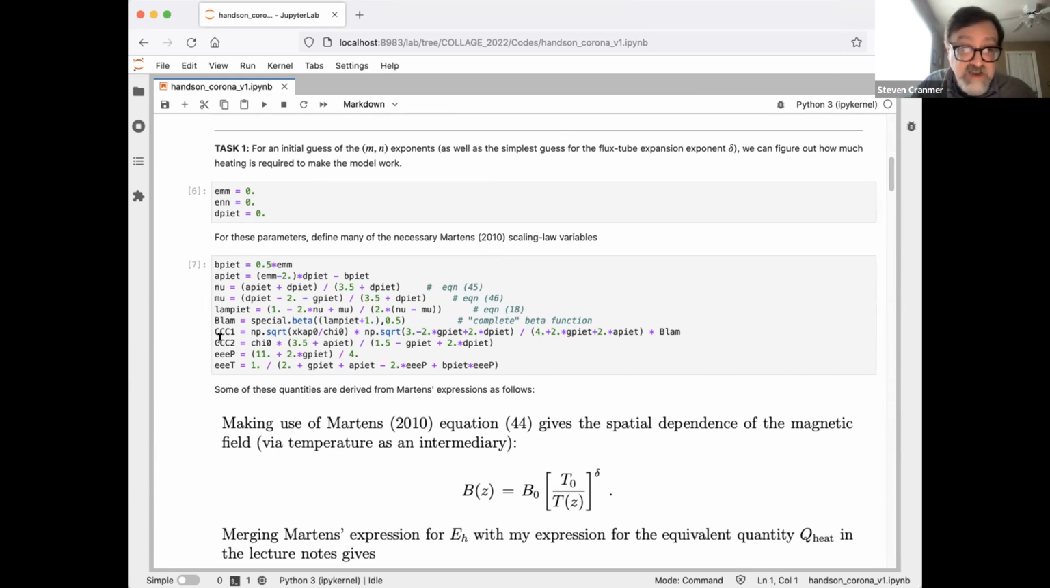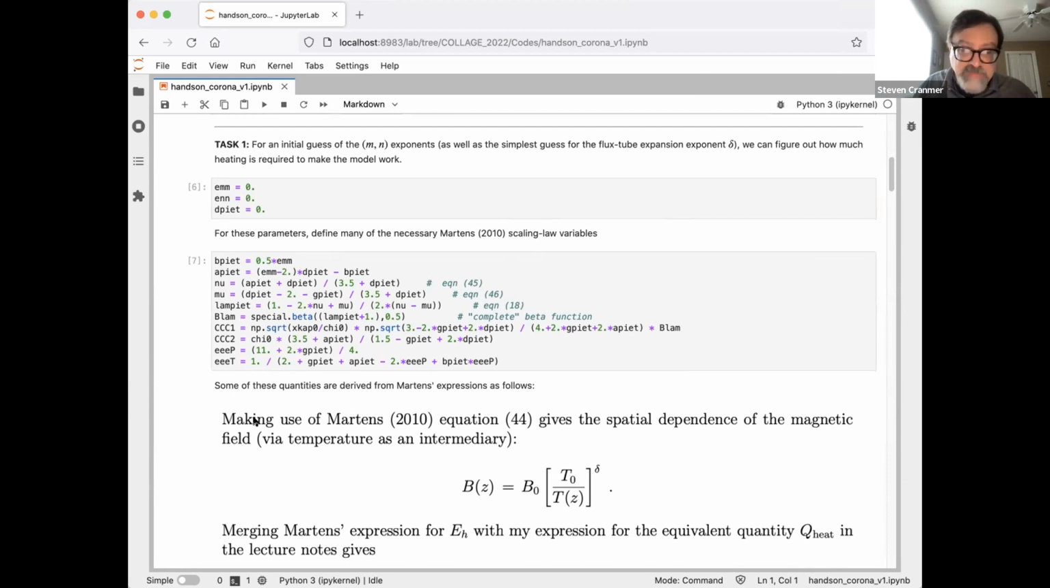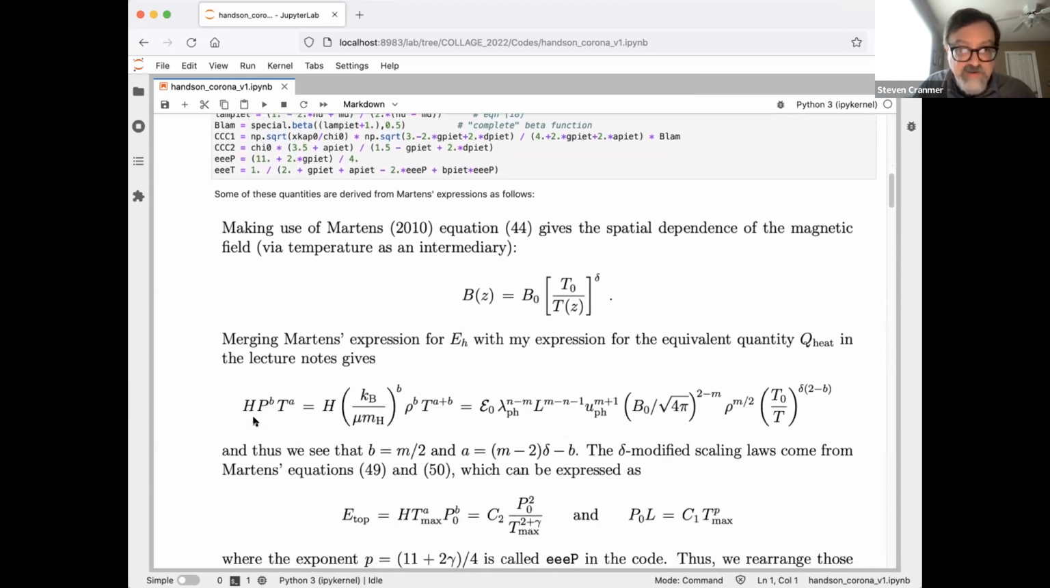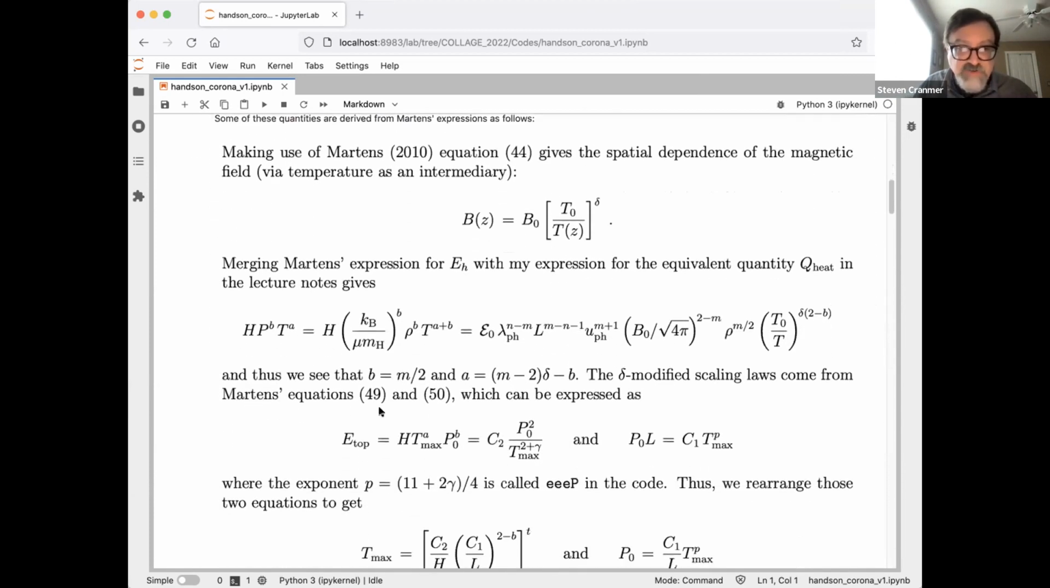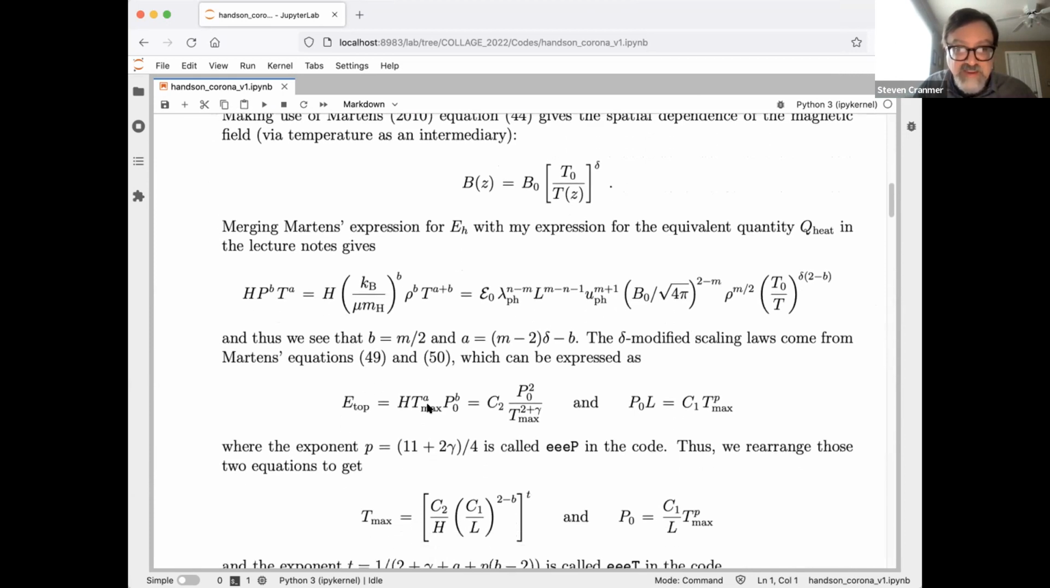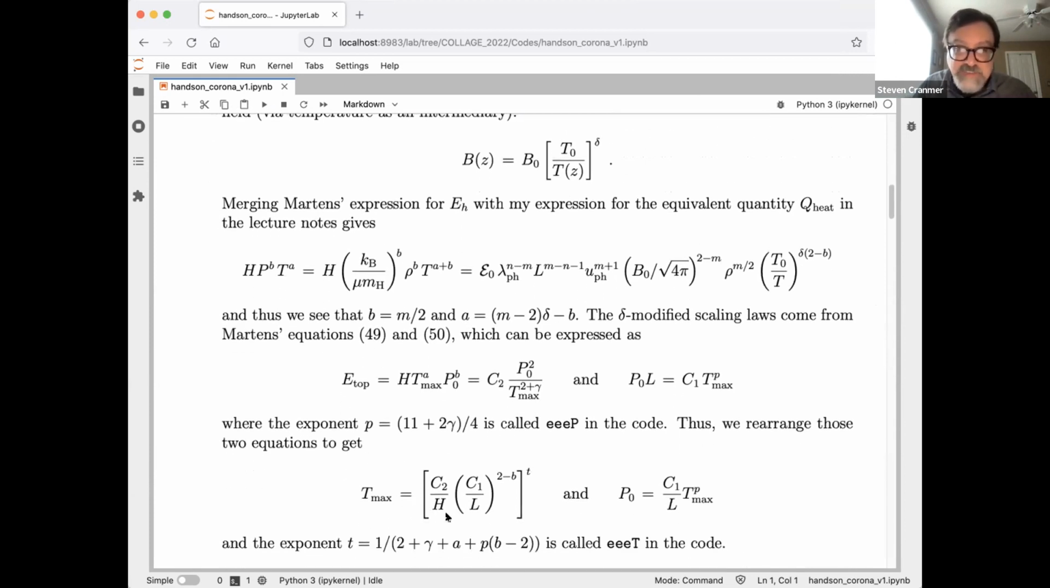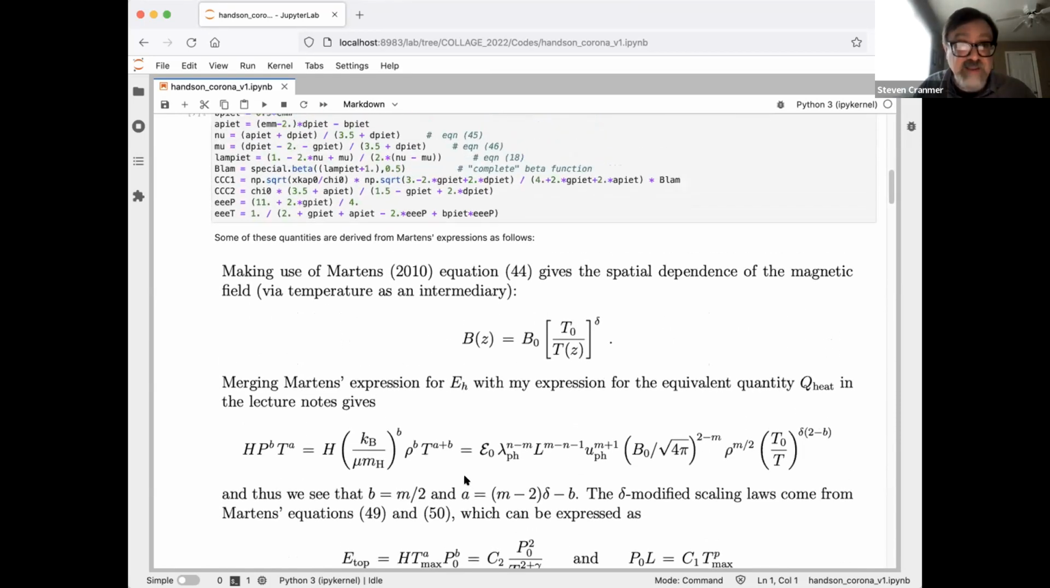And then there's these constants, and I plopped in a bit of LaTeX here just to show you how the constants are defined and which of Martin's equations they correspond to. But eventually it comes down to solving for the maximum temperature and the pressure in terms of the loop length and the heating rate. Martens is normalization for the heating rate. And yeah, you can verify that these things all work out.